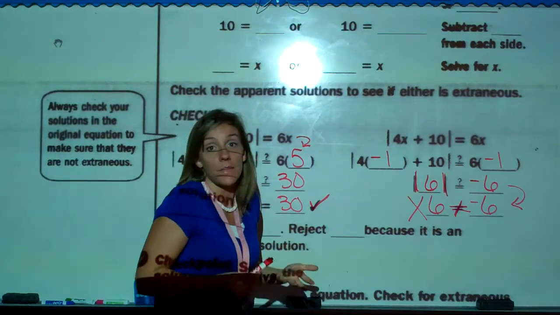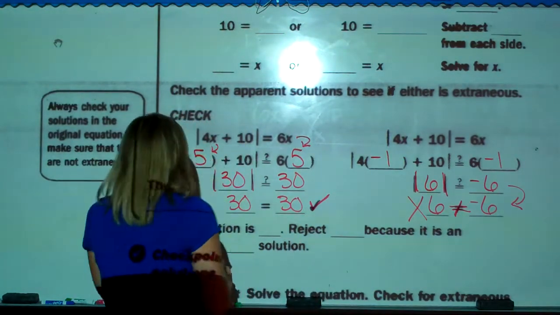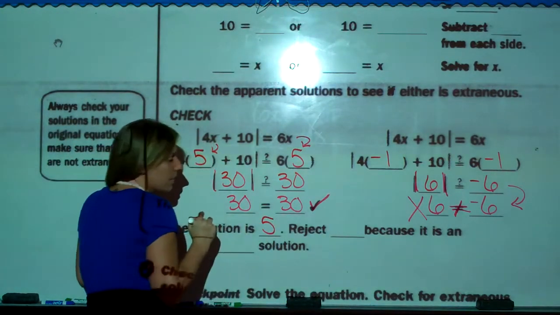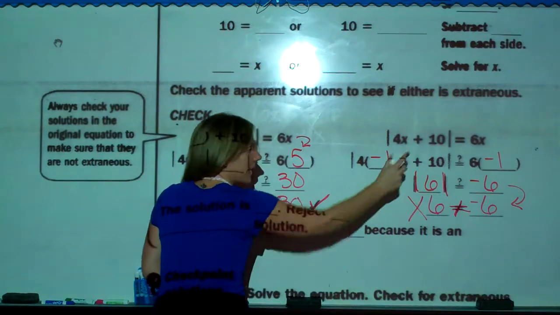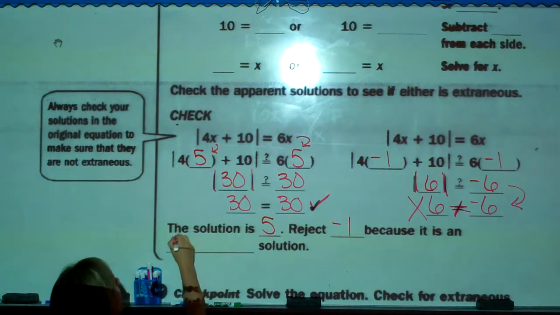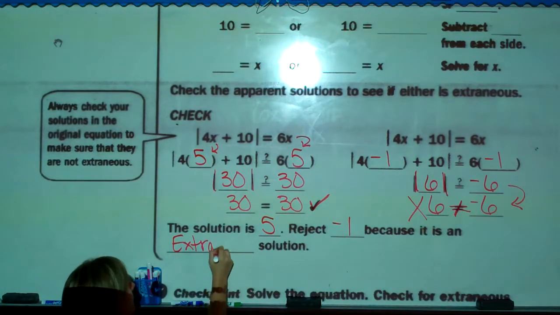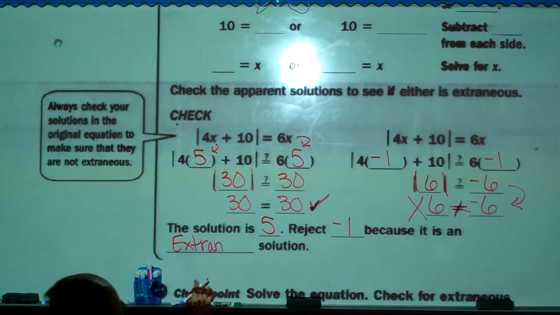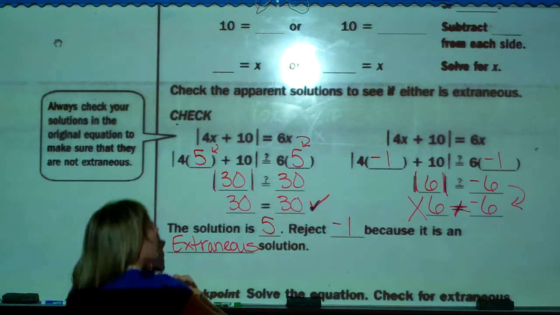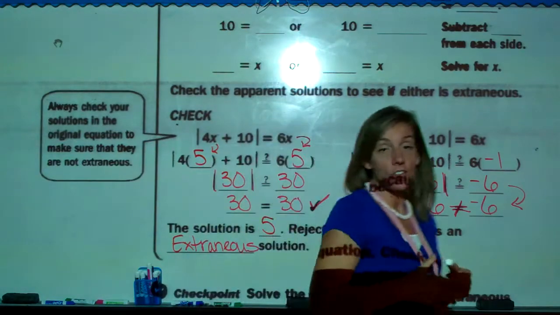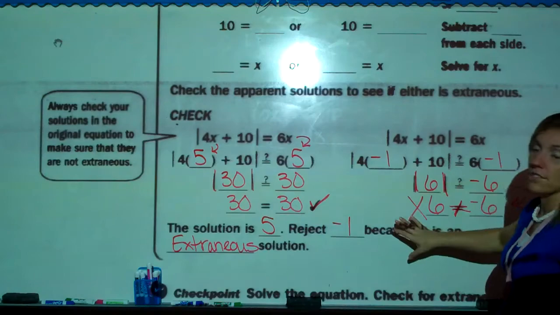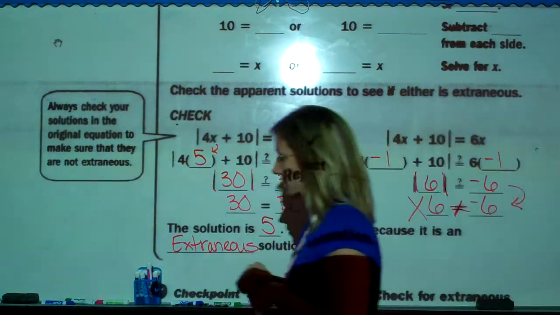Now, some answers can be negative, but that's why you have to check, okay? So the solution is this 5 that we plugged in, and we have to reject the negative 1 that we put in because it's extraneous. Let me make sure I spell it right. Extraneous. There we go. Okay? So it is an extra solution that math-wise worked out when we solved, but doesn't check. So it's got to go both directions, all right?